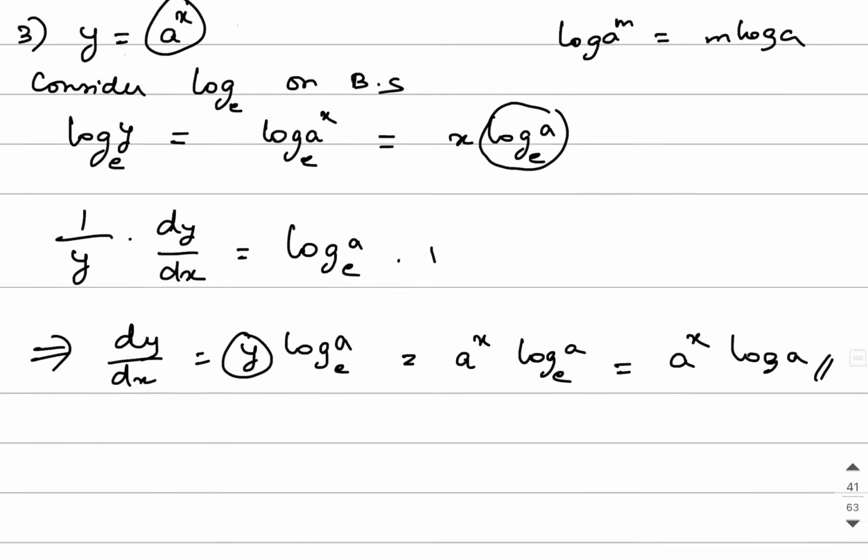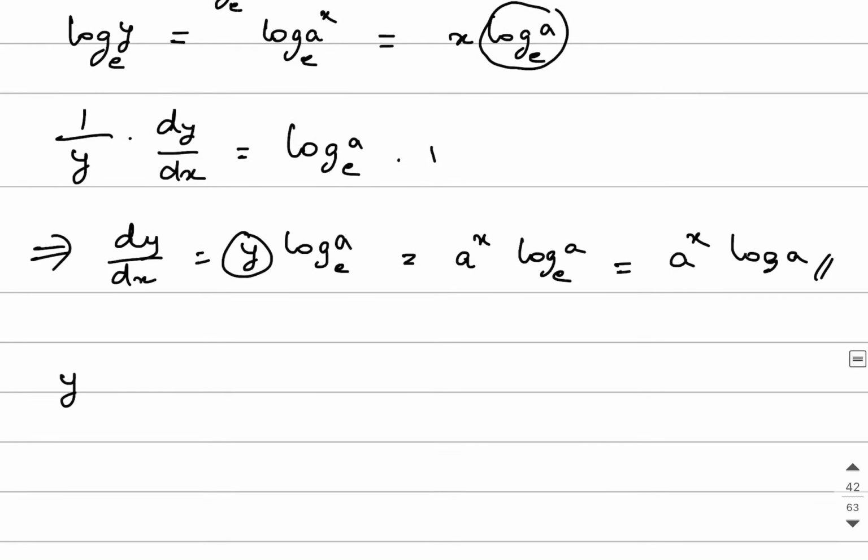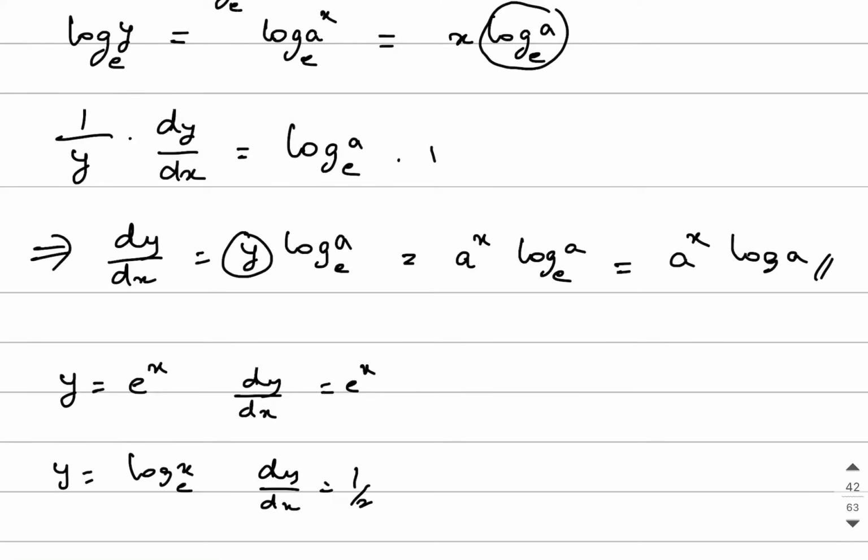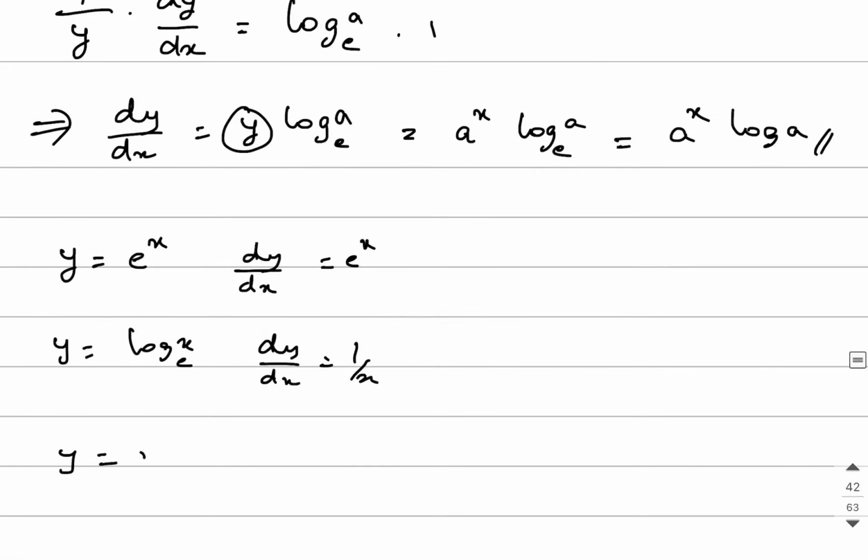So these are all the formulas you are supposed to remember. Repeating it: y is equal to e power x, dy by dx will be equal to e power x. y is equal to log x base e, dy by dx will be equal to 1 by x. If y is equal to a power x, then dy by dx will be equal to a power x log a.